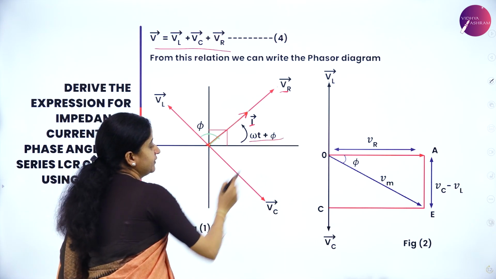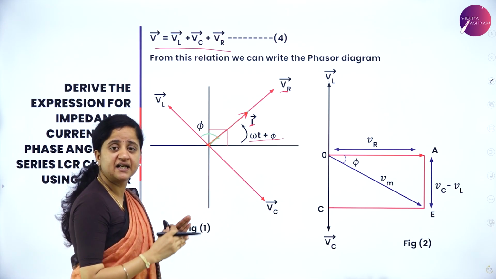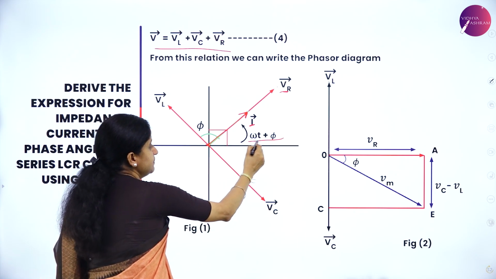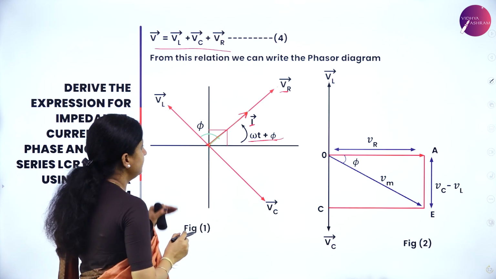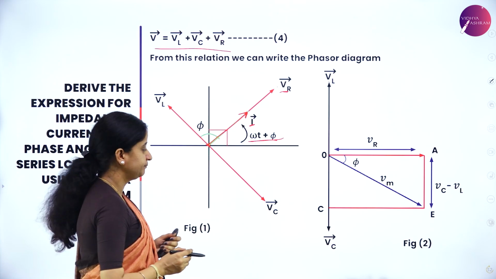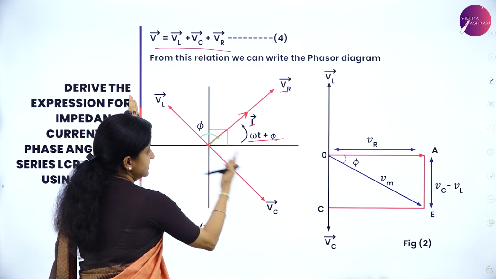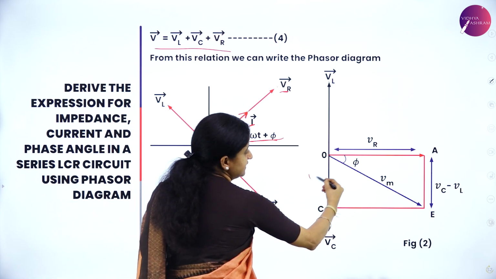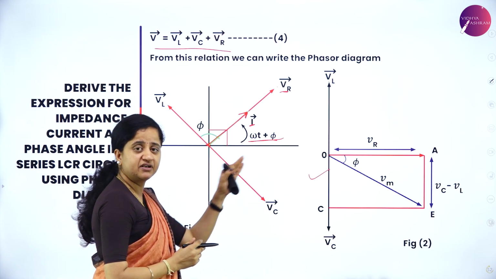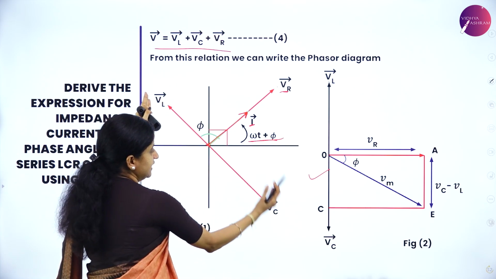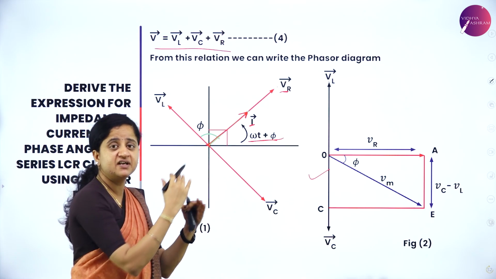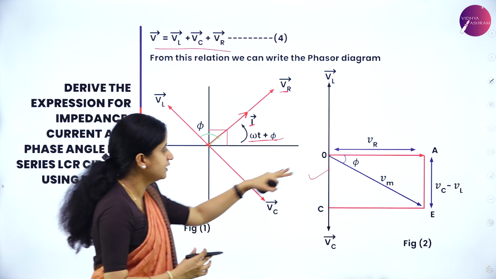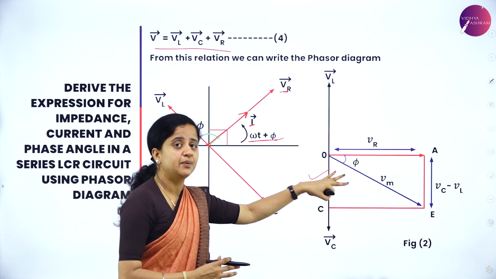Since the phasors are rotating in the anti-clockwise direction, with angular speed times time plus the phase angle, this is the phase difference between VL and VR. So considering only VL, VC and VR, we can represent this in this way. Figure 2 shows only VL, VC and VR, how they are related to each other, and what the phase difference between them is. So this diagram shows us very clearly.